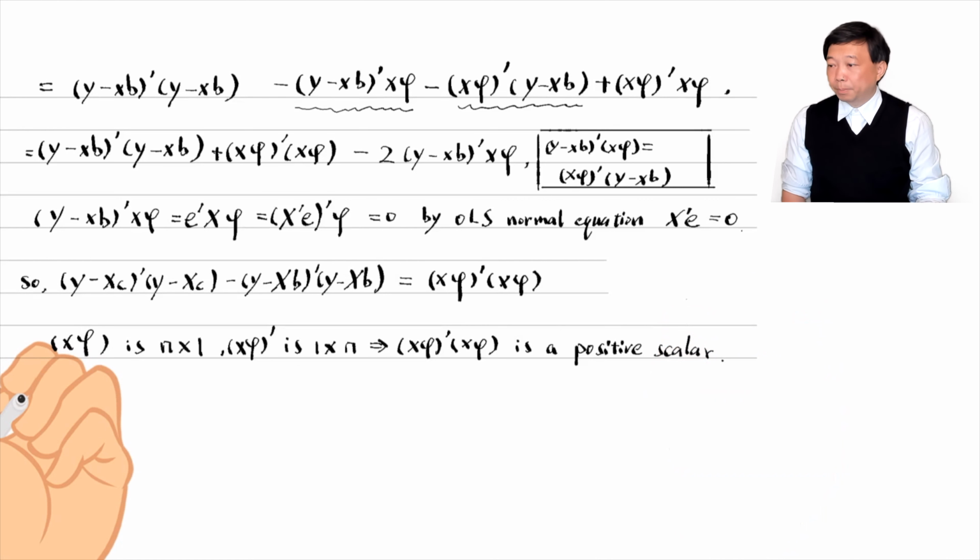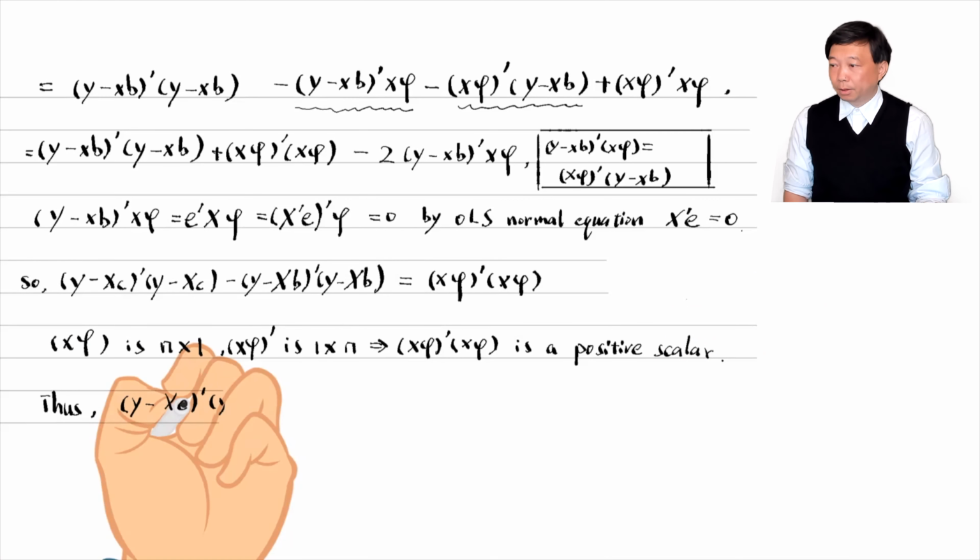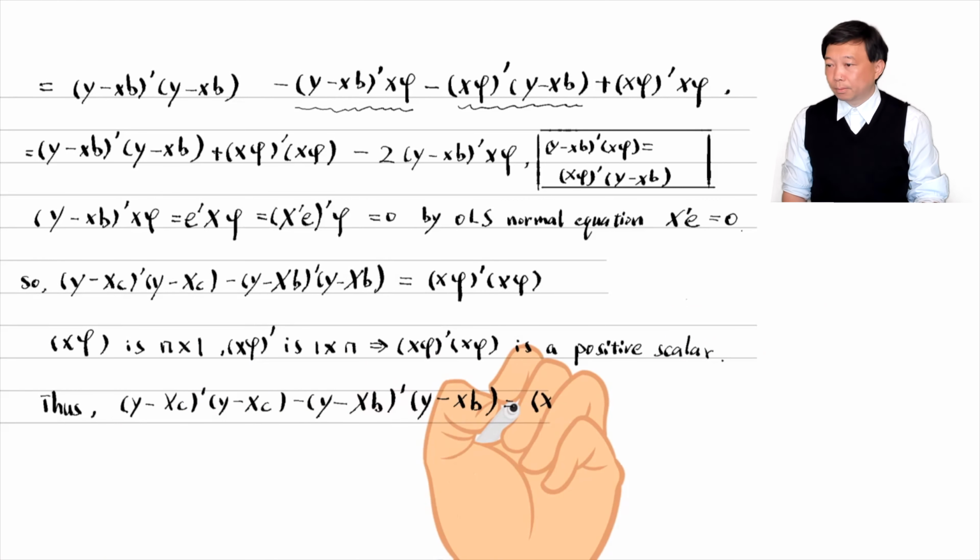We know that the product of a non-zero row vector and its transpose is always a positive scalar because it is the sum of squared components. Thus, after we replace psi with c minus b, we reach the answer.